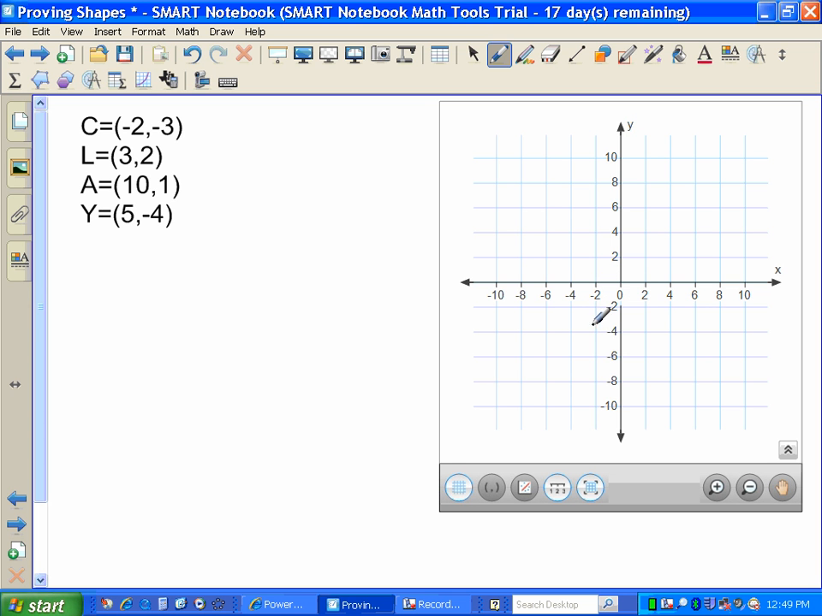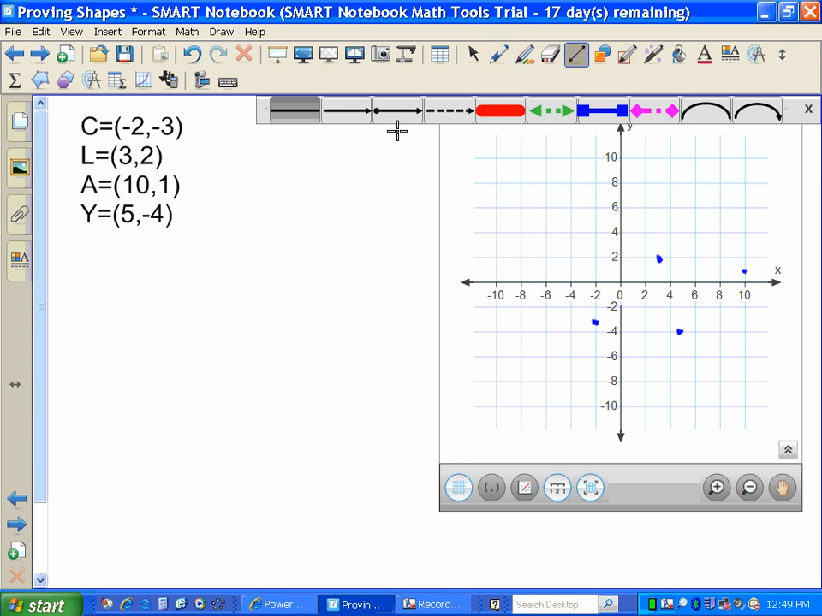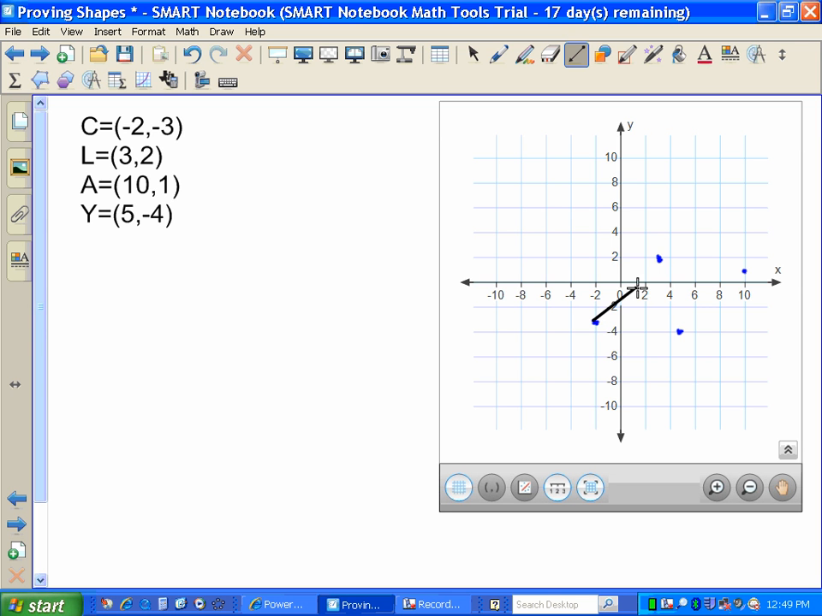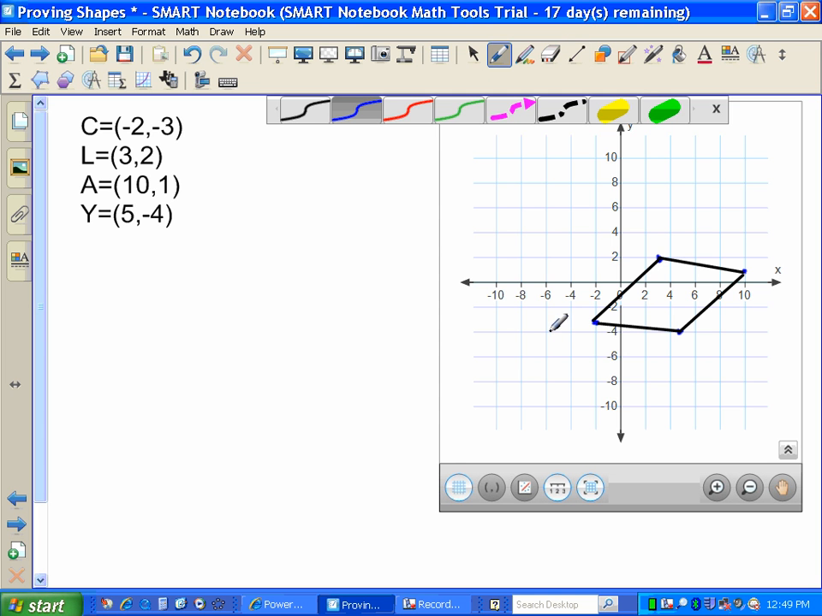Clay, negative 2 comma 3, right there. 3 comma 2, right there. A is at 10 comma 1, that appears to be about there. And Y is at 5 comma negative 4, about there. So what sort of shape are we looking at with this particular figure here? Let's get in some lines so we can see what's going on. Okay. Perhaps something like that. And again, hard to say from the picture. So here's C, L, A, and Y.